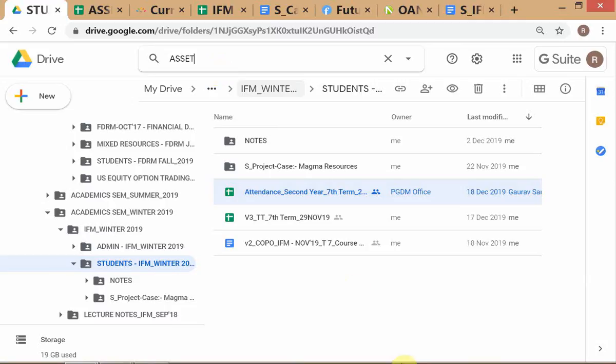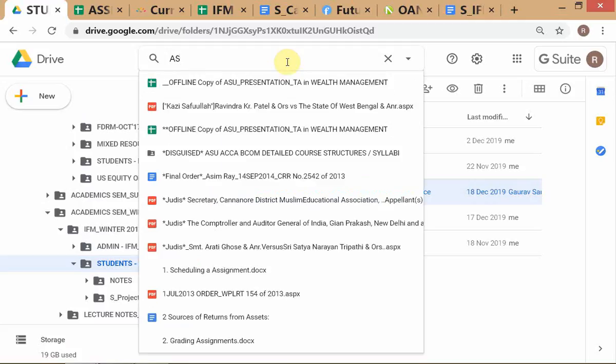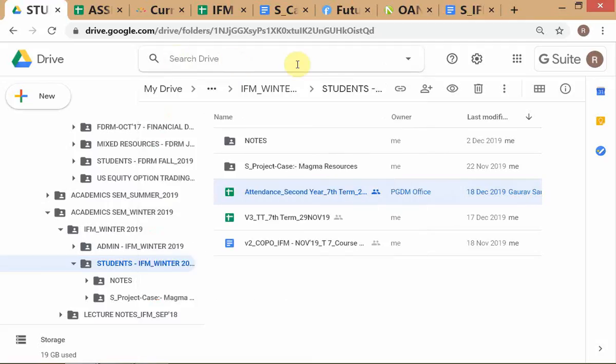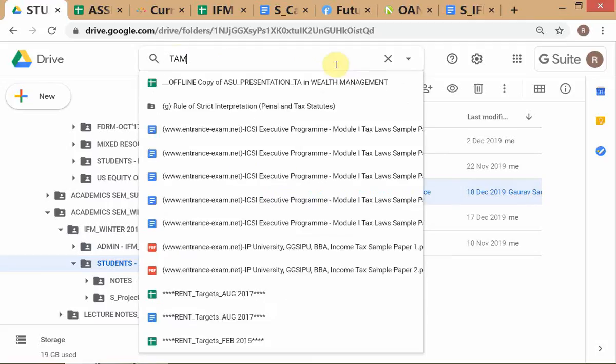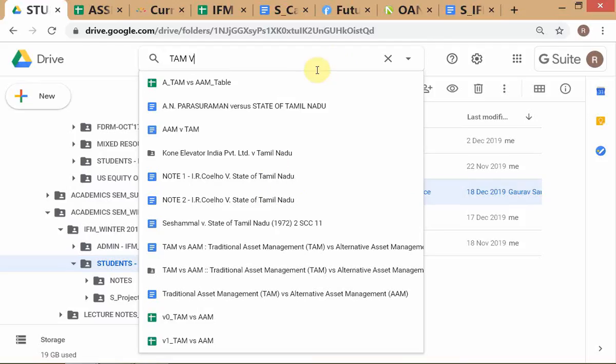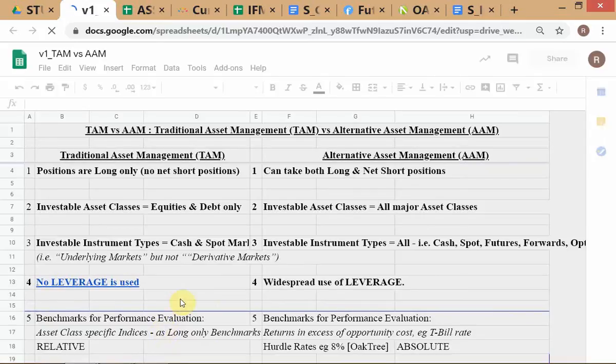My PC is very slow actually, maybe because I'm consuming too much memory. All right, what is it that we are looking at? TAM versus AM. All right, let's look at this.